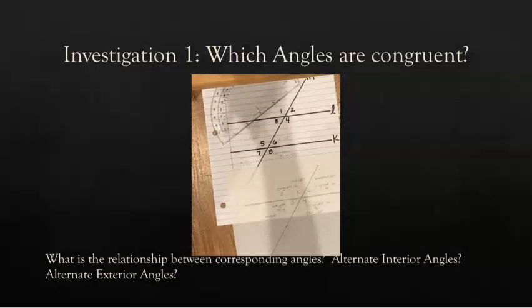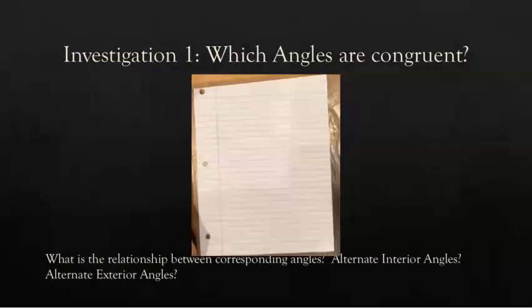And 2 and 7 are also alternate exterior angles. In my diagram, they both measured 55. They're congruent. So we have a lot of conjectures from this investigation.